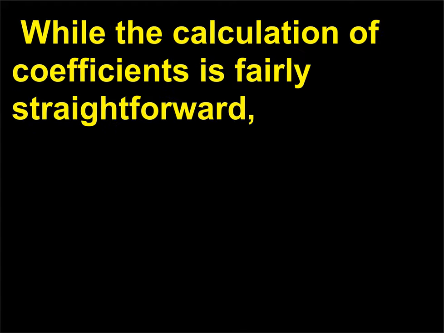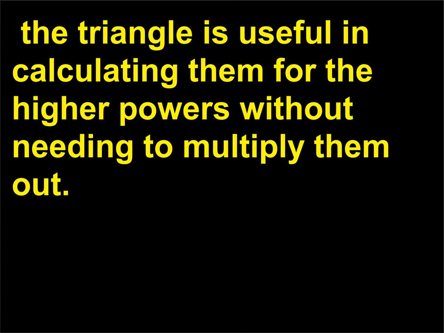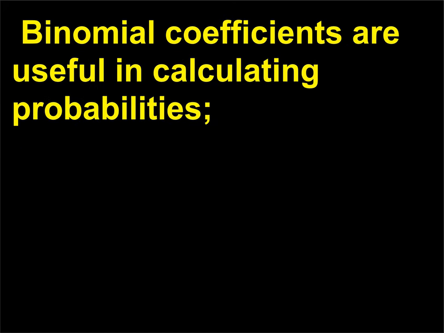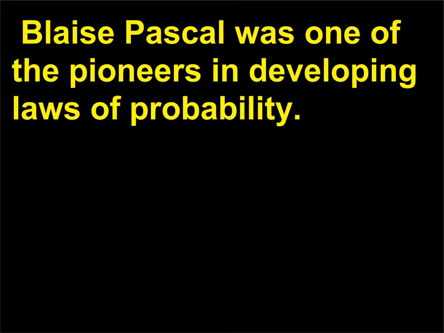While the calculation of coefficients is fairly straightforward, the triangle is useful in calculating them for the higher powers without needing to multiply them out. Binomial coefficients are useful in calculating probabilities. Blaise Pascal was one of the pioneers in developing laws of probability.